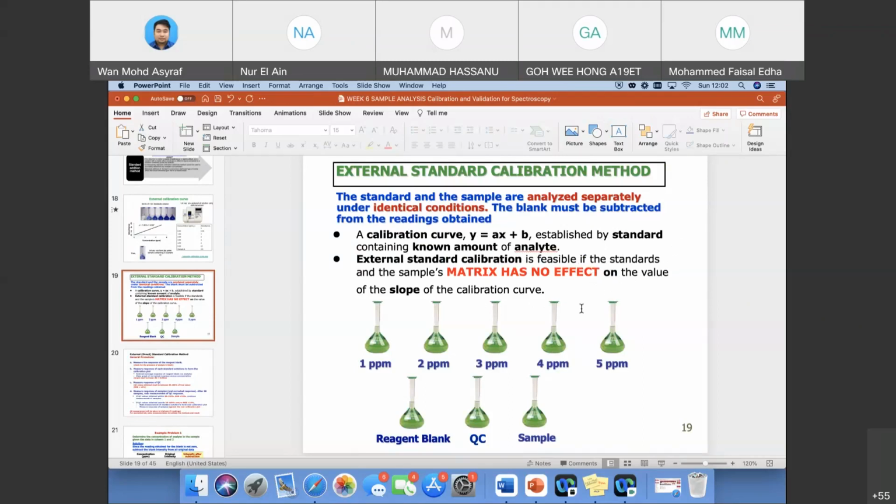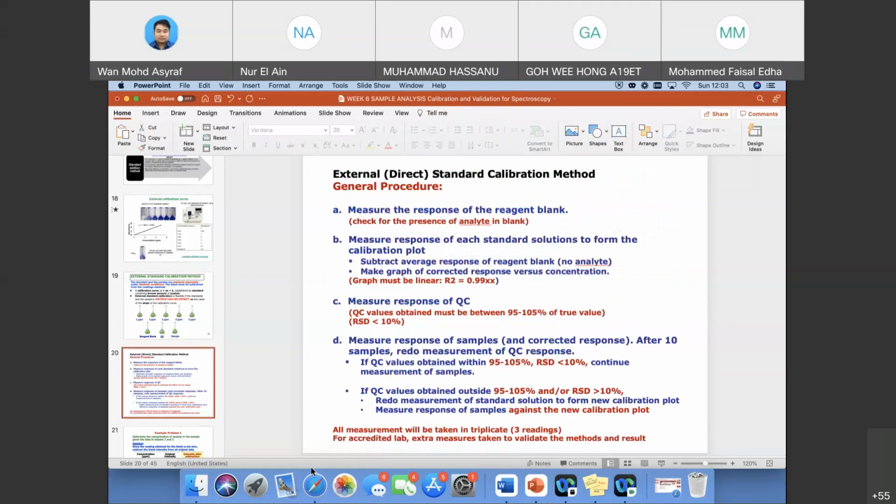External standard calibration is feasible if the sample matrix has no effect on the standard. Okay, so this is important. When you assume that the matrix has no effect, you straight away do the external standard calibration method. If you think that the matrix has an effect, then you need to do a standard addition method, which we'll look into later on. Okay. So basically, this is the external standard calibration method.